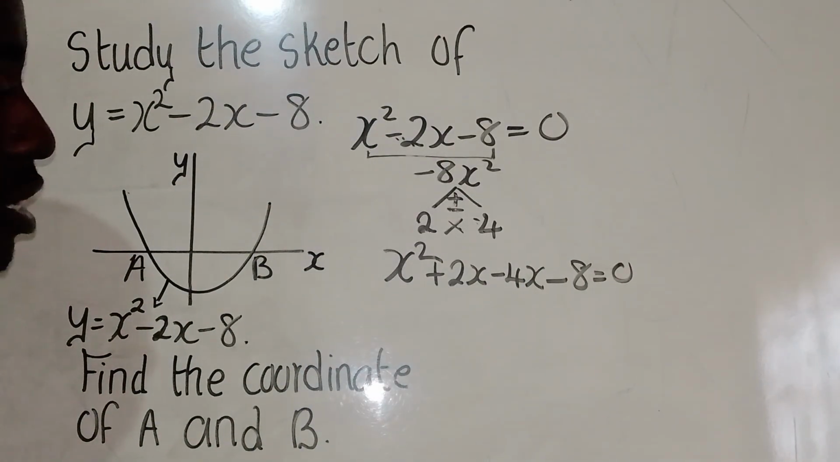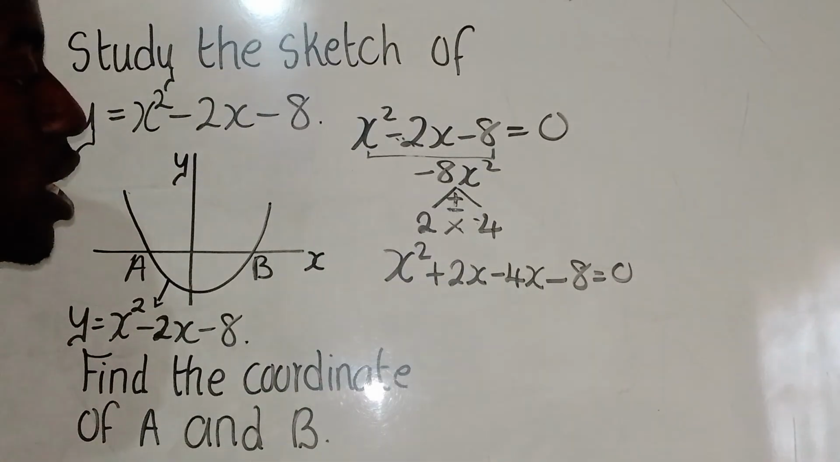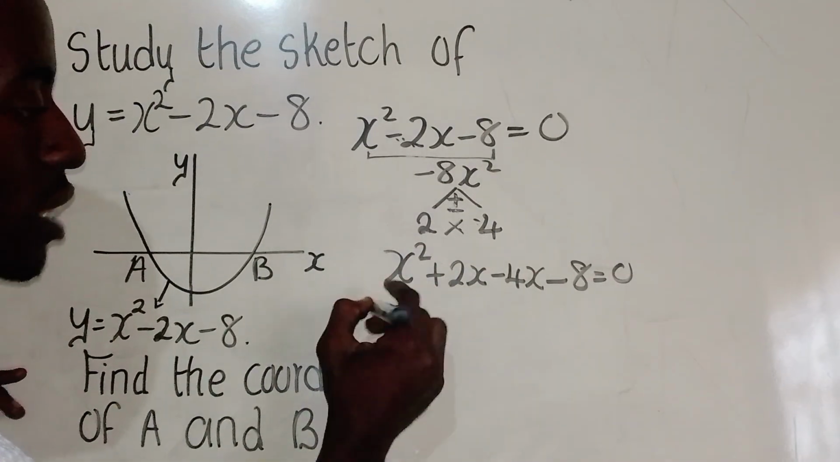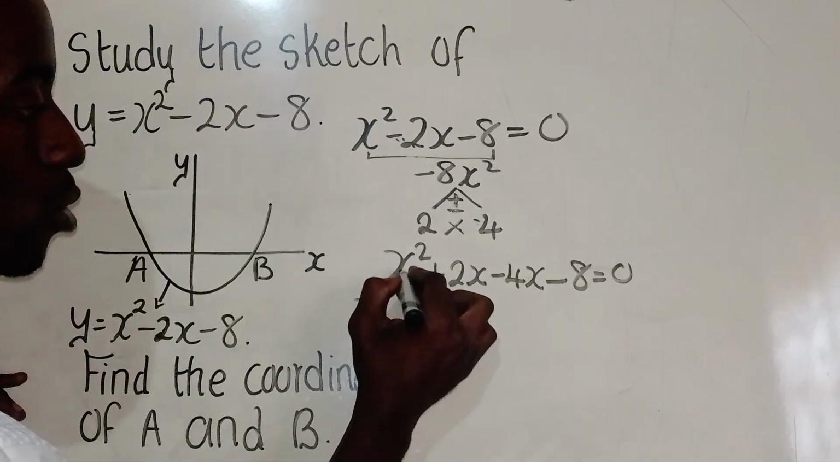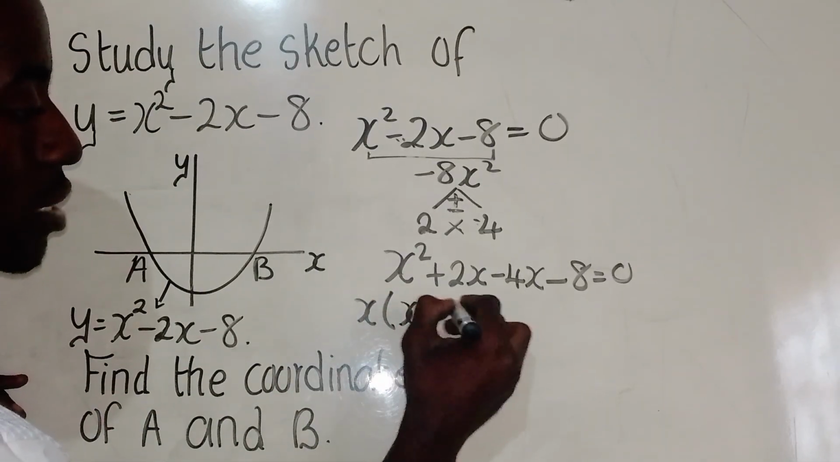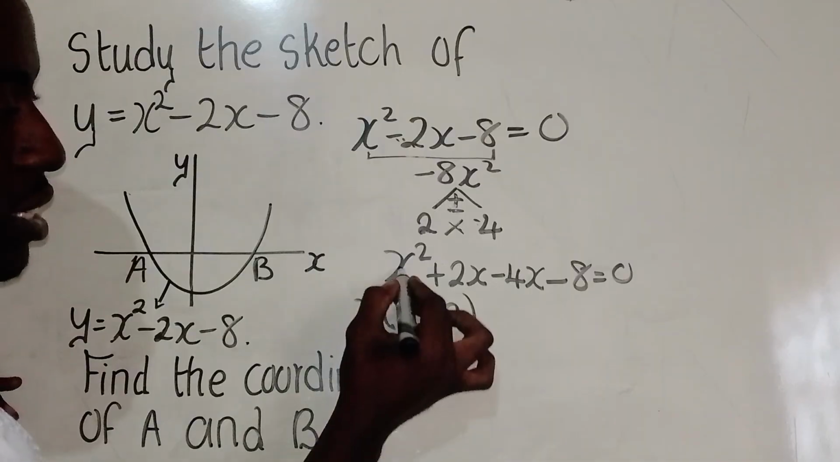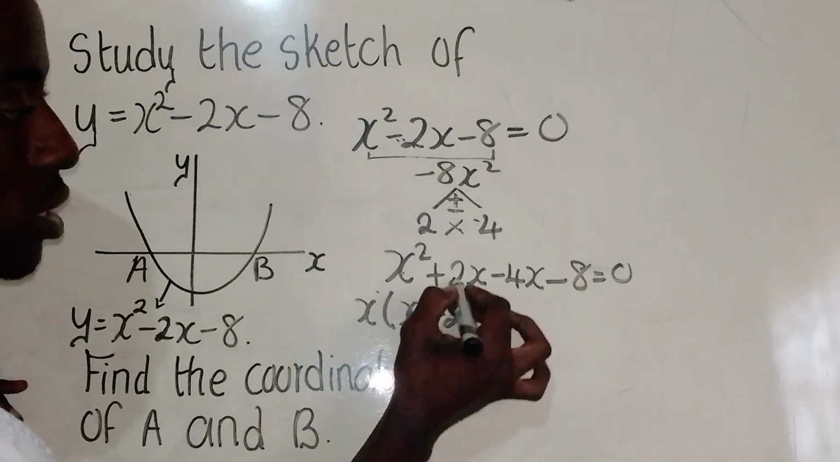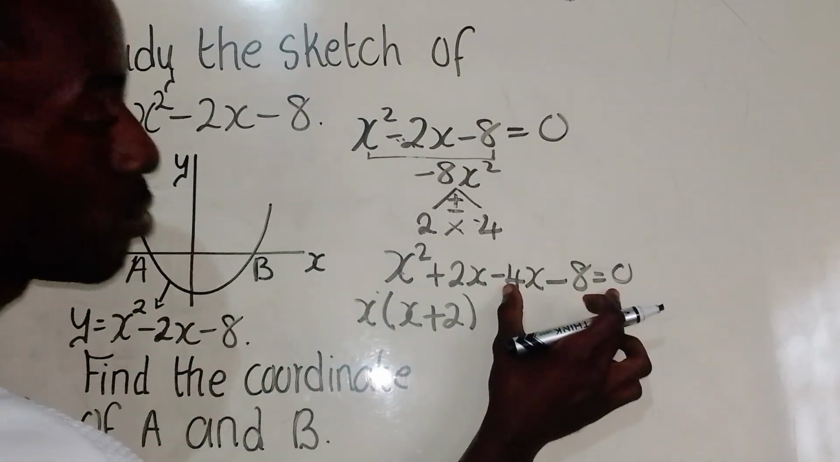Now the next step is you do this. You check what is common here. It is x. So you put x outside. I'm going to remain with 1x, then you say plus 2 there. So x times x, x squared. x times 2 is 2x. You have seen?